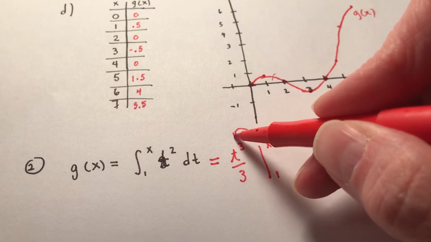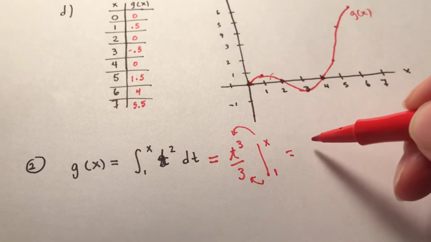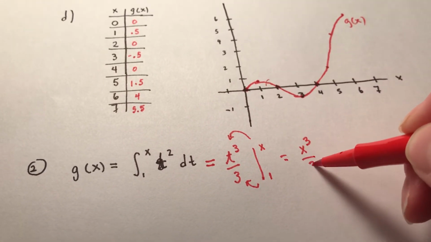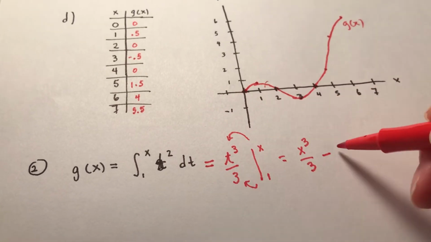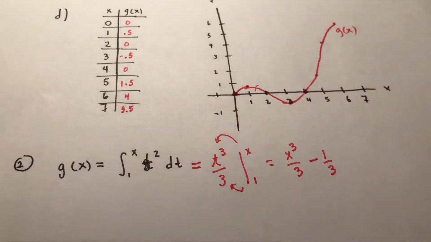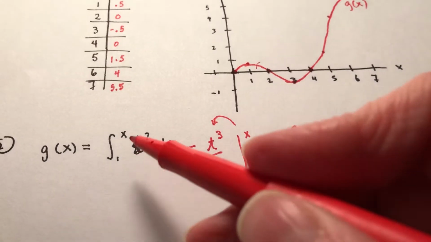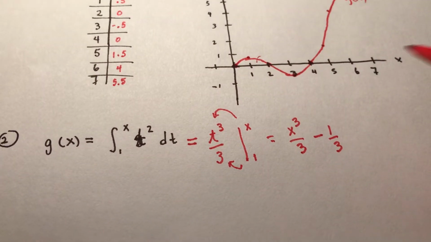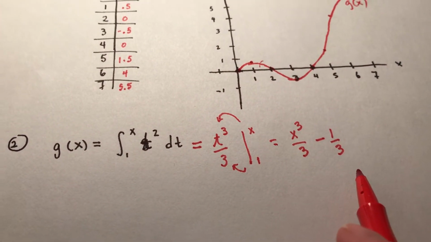And remember, you put that in and then put that in. So I get x to the third over 3 minus, put 1 in there, and that gives you 1/3. And this one you don't put plus c because these are your limits of integration. So that is the function.